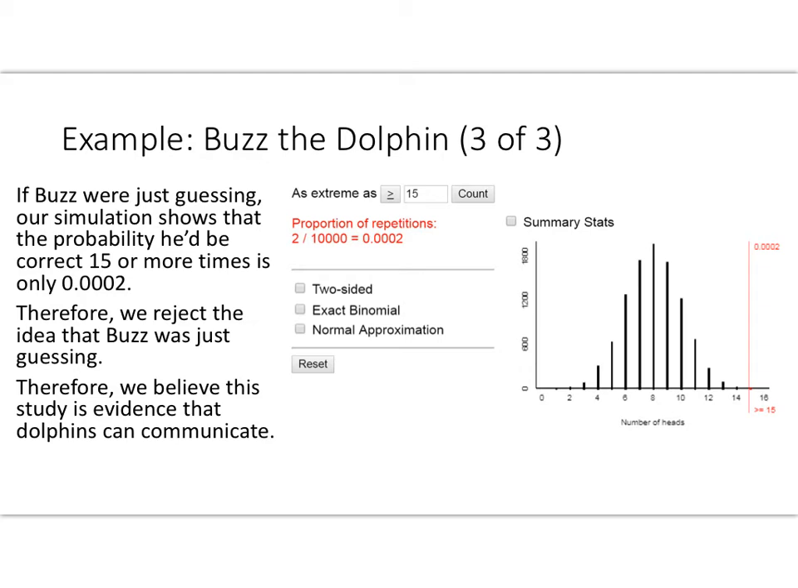Here you can see a completed hypothesis test, and you're seeing that if Buzz was just guessing, our simulation shows that the probability he'd be correct 15 or more times is only 0.0002. That is a very, very, very small probability, and we learned about that in our Unit 2 section. So because of that, we would reject the idea that Buzz is just guessing. Therefore, we believe that the study is evidence that dolphins can communicate. Again, because this probability is so low, we would say yes, dolphins can communicate.